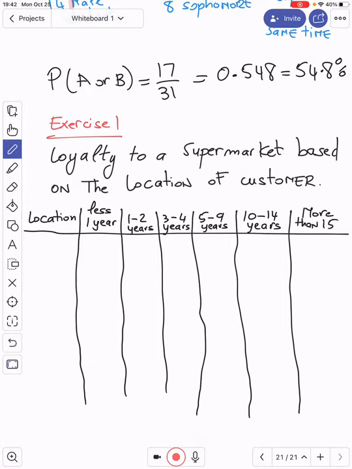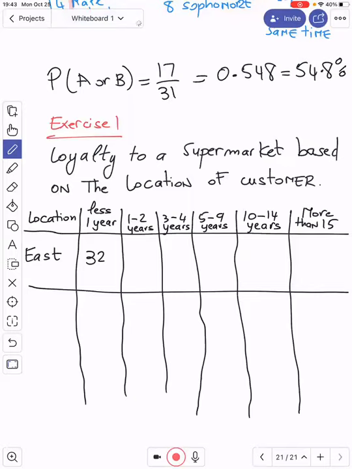Okay. First location is the east, say the east of the Bronx, for example. So the number of customers from the east who are loyal less than 1 year, we have actually 32. So we have 32 customers that are from the east and they have been loyal to the supermarket for less than 1 year. Okay. So that's what I mean by this 32, right? We have 32 customers from the east and they have been loyal to the supermarket for less than 1 year.